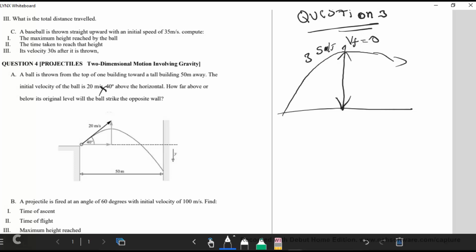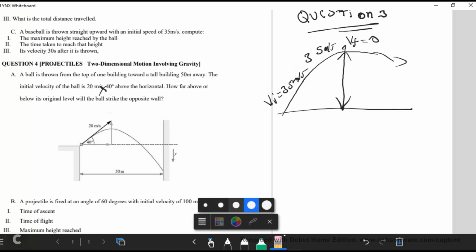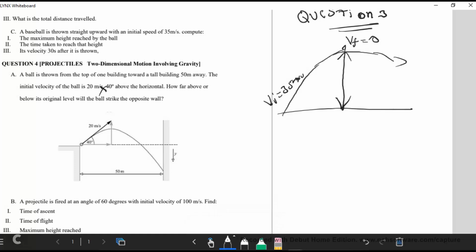So they're saying the maximum height reached by the ball. Remember, what are we having? We're having the displacement... the velocity, sorry. We're having the velocity that it was thrown with, and the final velocity, which is 0. So how are we going to find the maximum height? We just use the same formula.